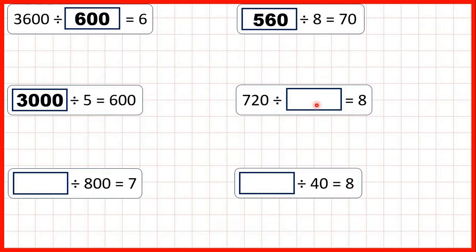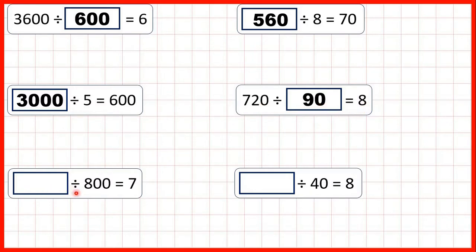720 divided by what equals 8? Well, 72 divided by 9 is 8, because 8 times 9 is 72. But we have an end zero in our dividend, and we don't have any end zeros in our quotient, so this end zero must have been cancelled by our divisor. So we need an end zero in our divisor, because 72 divided by 9 is 8, which means that 720 divided by 90 is also 8.